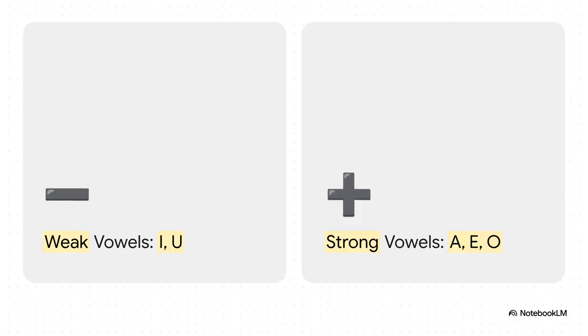Now, the secret to this first rule is just knowing that Spanish vowels are split into 2 teams. You've got the weak vowels, I and U, and you've got the strong vowels, A, E, and O. Seriously, just remembering this one little thing is the key that makes everything else just click into place.